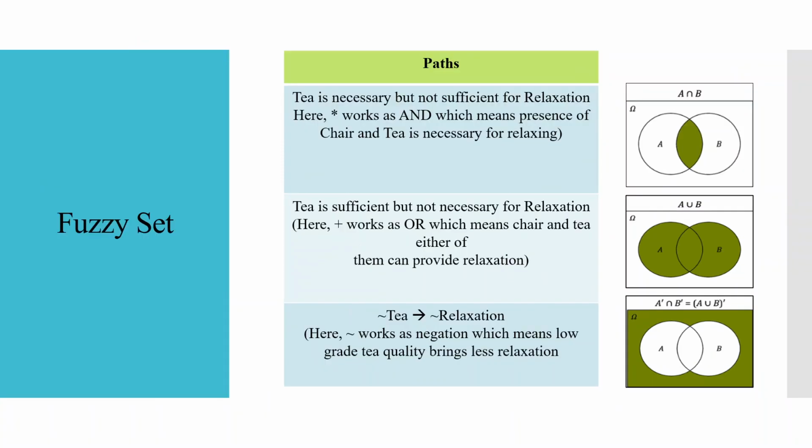So we are creating the fuzzy sets. T is necessary but not sufficient for relaxation. So here asterisk works as AND, which means presence of chair and T is necessary for relaxation. So it is A intersection B. T is sufficient but not necessary for relaxation. So here plus works as OR, which means chair and T, either of them can provide relaxation. So A union B. The absence of T, the negation of T, leads to the negation of the relaxation. Means the absence of T leads to the absence of relaxation. So it is A union B dash.